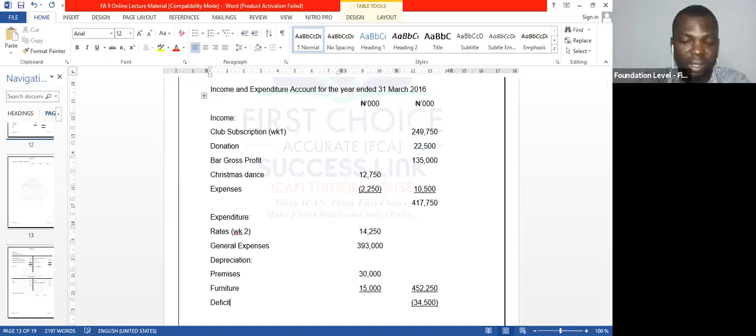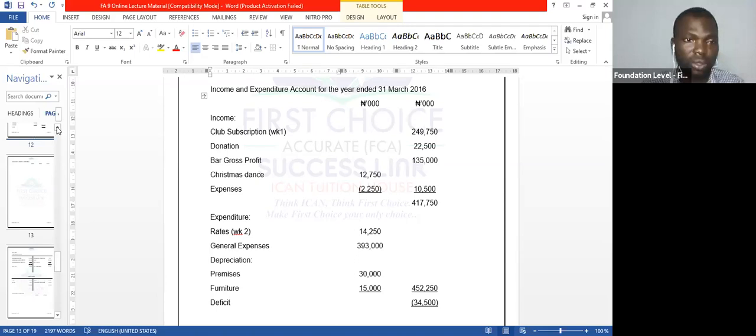Can you see that I didn't put surplus, I didn't put loss, I didn't put profit, I put deficit. So it means that they actually spent more than their income for that period, which has eaten into their previous income amount. So that's the income and expenditure account that we were expected to prepare.